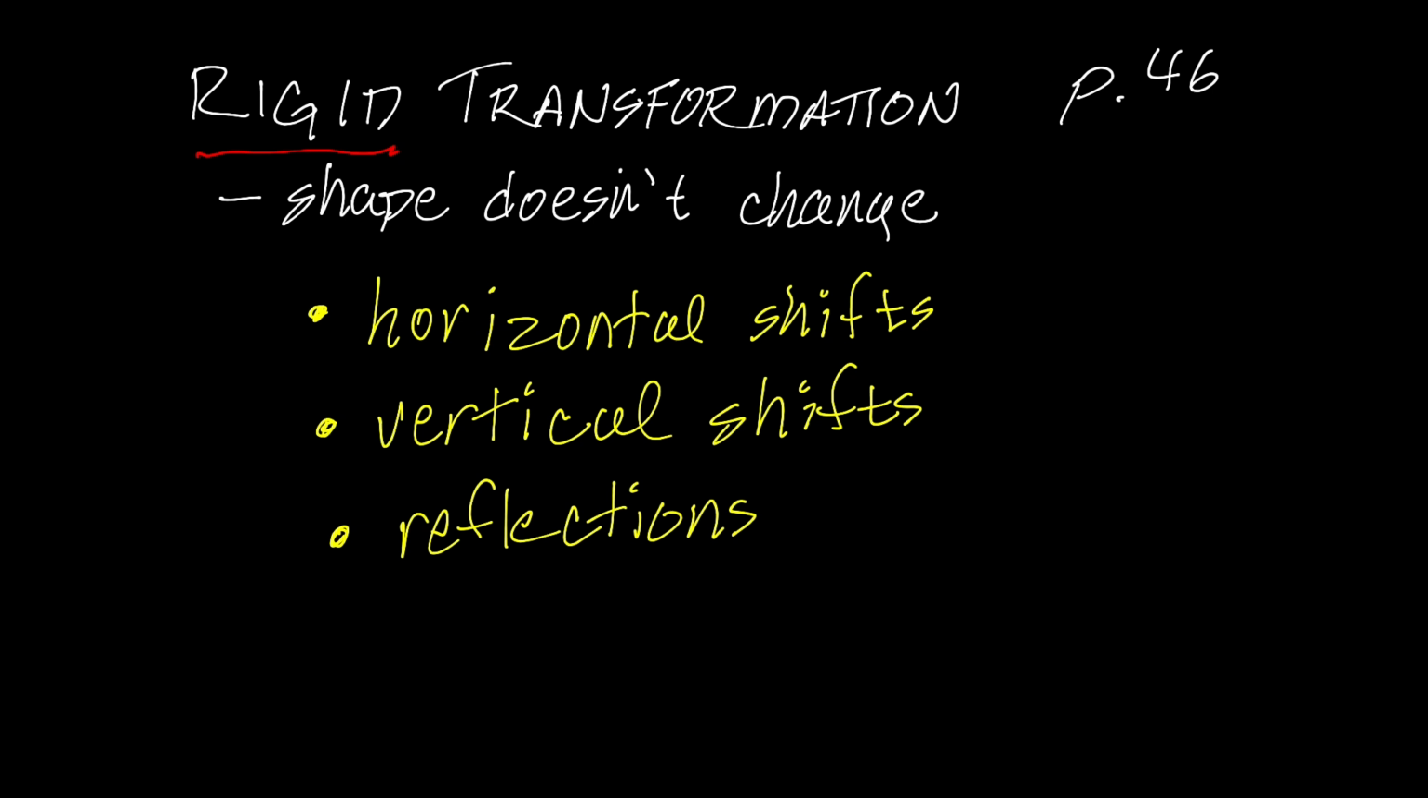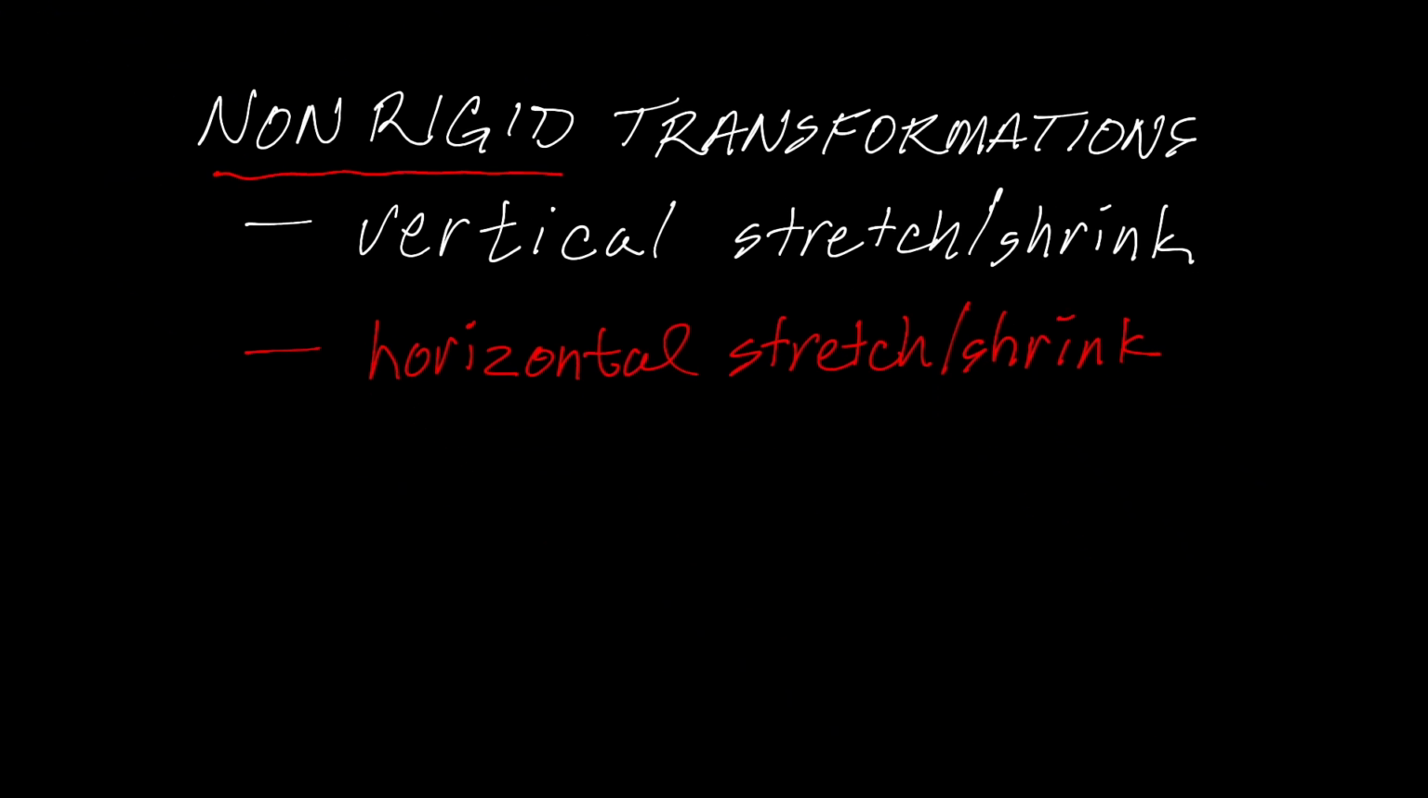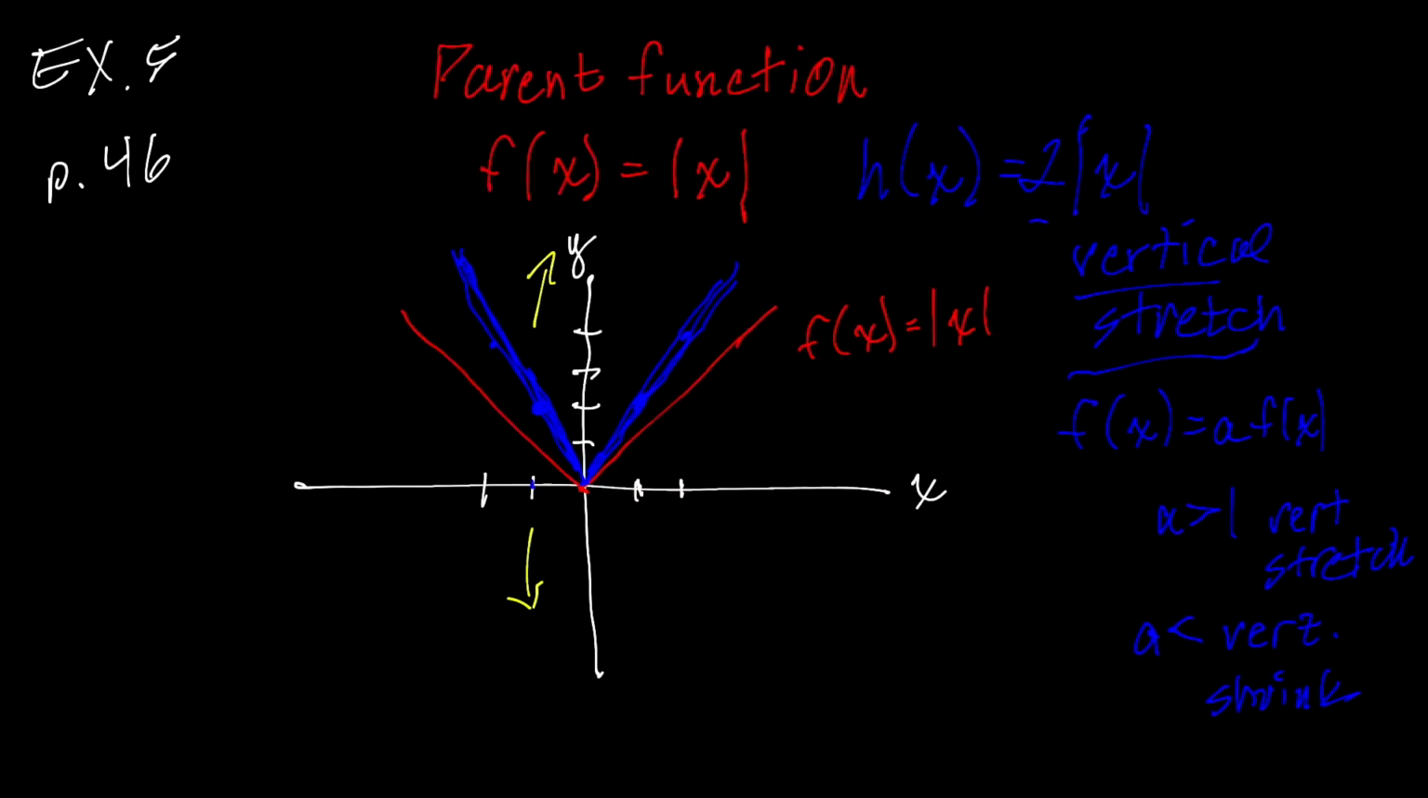As opposed to, go down here, we have a non-rigid. So there's rigid, which doesn't change it, and non-rigid. So this is what we're going to be getting into here. We're going to be doing some vertical stretching and shrinking, and not in this lesson, but eventually we'll be looking at horizontal stretch and shrink. But for today, it's just vertical stretch and shrink. Now let's check out example 5 on page 46.